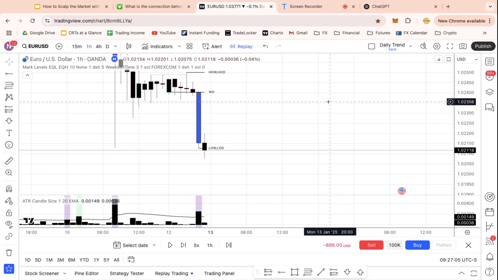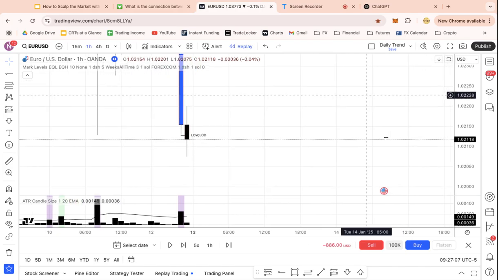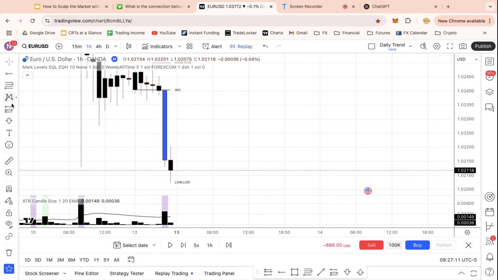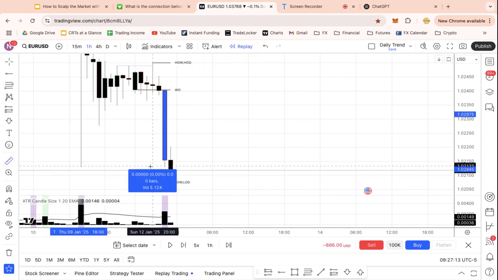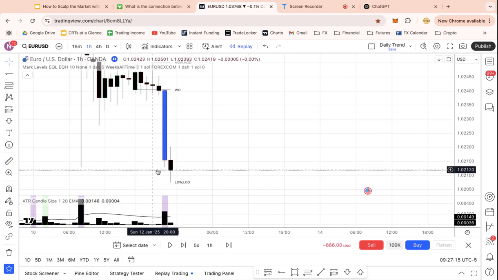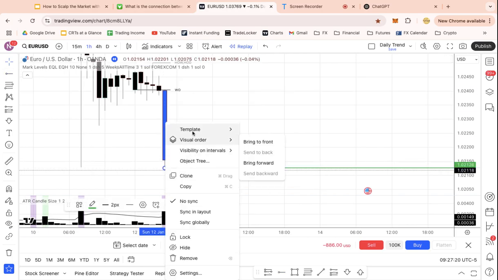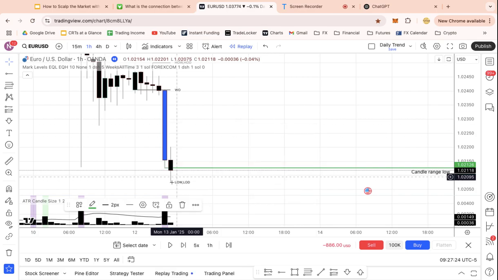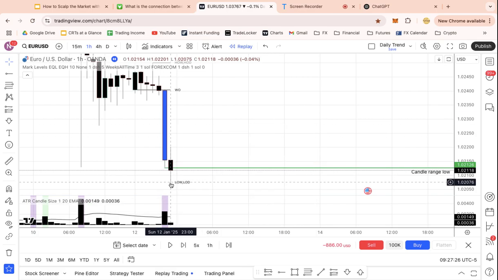All right, you got an ATR candle. We have an ATR candle right here, and the money candle only breached it by not even 2 pips. So this right here is a valid money candle to me. It also is at the low of the day. That's our key price level. Candle range low. So this low does have to hold for this trade to be valid.